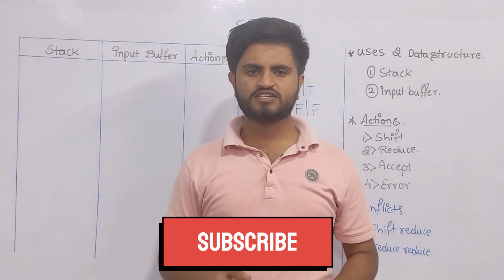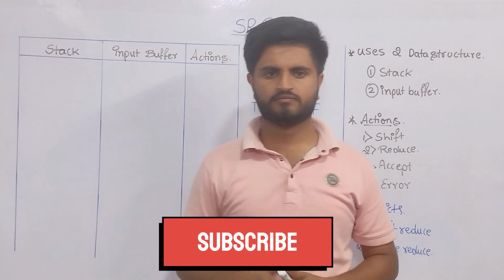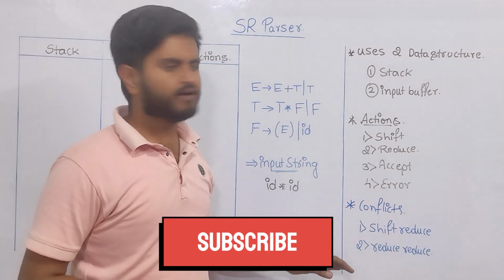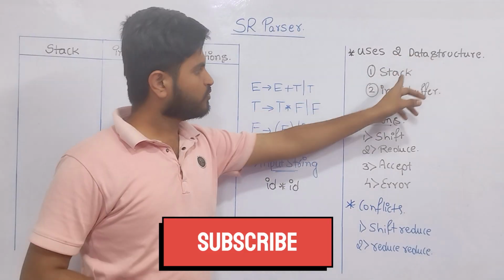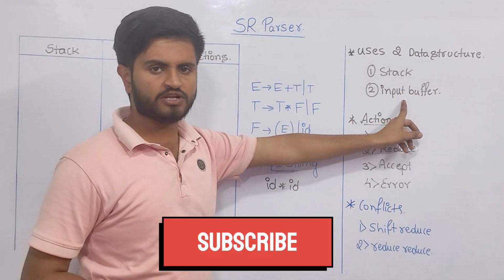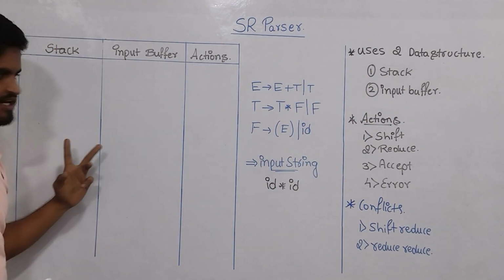Hello everyone, in this video let's discuss the SR parser problem in compiler design. If we see the theory part, this SR parser will have two data structures. One will be the stack and another one will be the input buffer. Both will be the columns in my table.